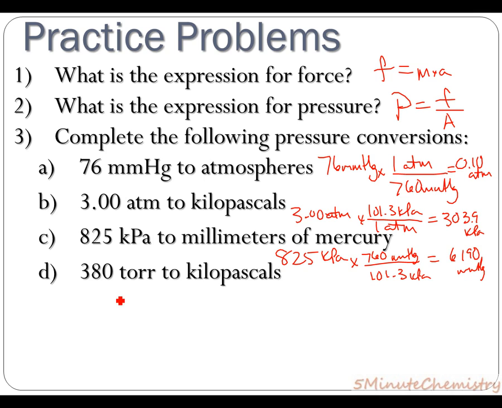And now my 380 torr to kilopascals. Standard pressure in torr was 760 torr to 101.3 kilopascals. And 380, if you look at it this way first, 380 divided by 760, notice 380 is exactly half of 760. So 380 divided by 760 is 0.5, and 0.5 times 101.3 gives us 50.65 kilopascals.